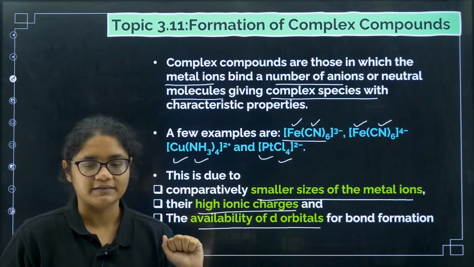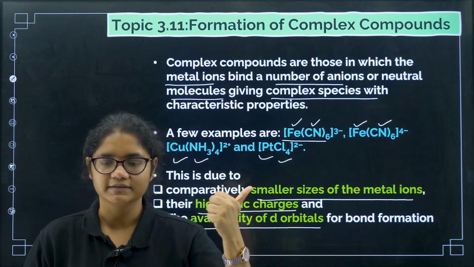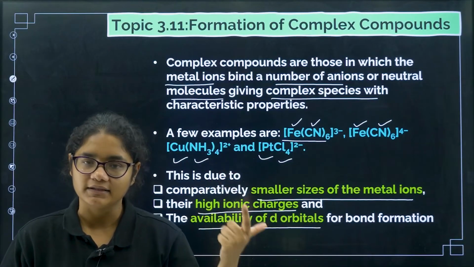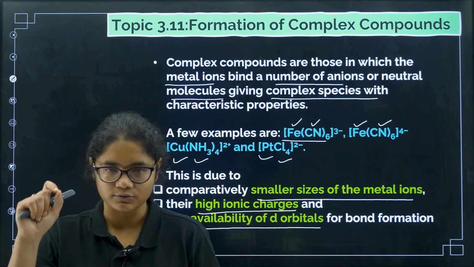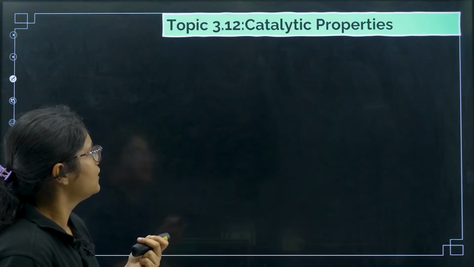Why do they form complex ions? First, smaller size. Second, high ionic charge, and third, availability of d orbitals. Three points, just note them down. We'll move to the next.